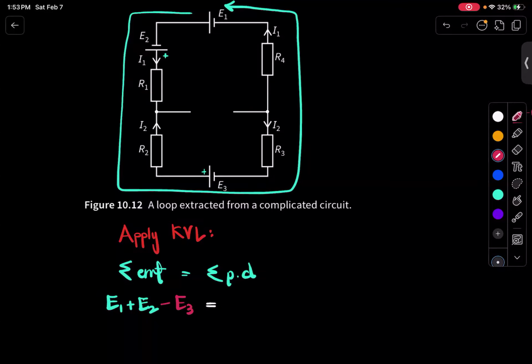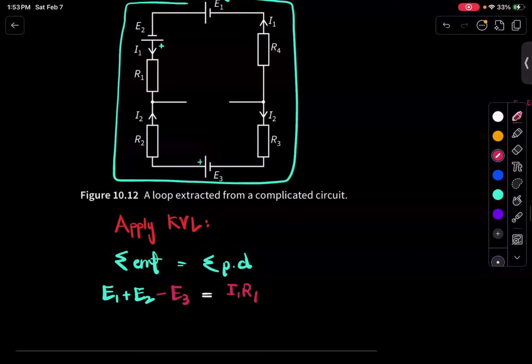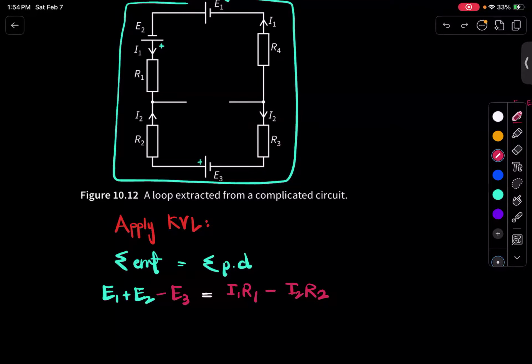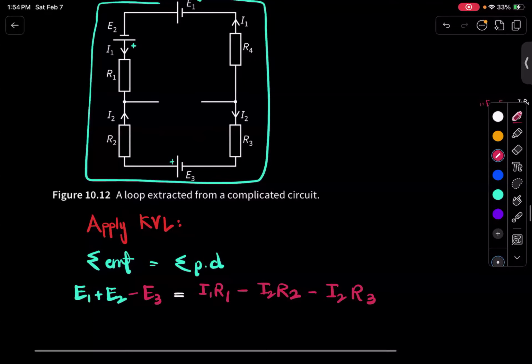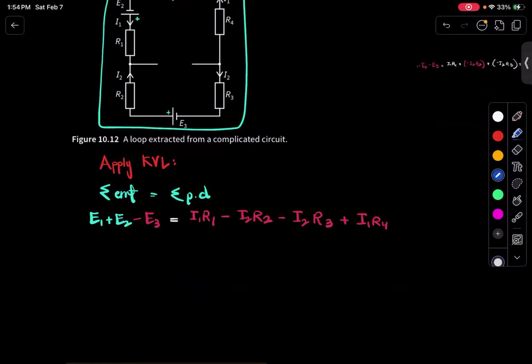Now potential drops. I just see one I, one R1. What else? Now I2 R2 is actually in the opposite direction. Current is going in this direction, so it's going to be minus I2 R2. What else? I3 R3 is in the opposite direction to my loop, so it's going to be minus I3 R3. Then R4, I1 is in the same direction as my loop, so it's going to be I1 R4. And that's it. So this is the loop equation that would be made for Kirchhoff's law.